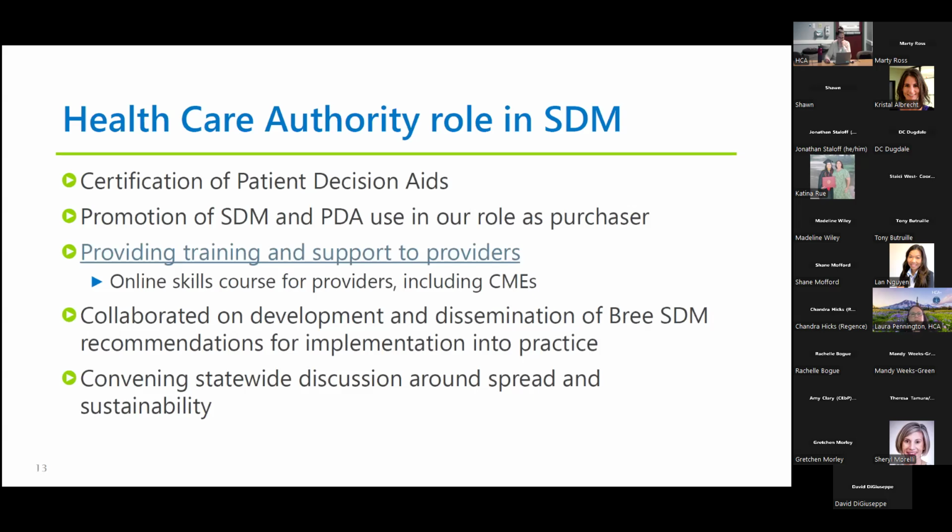And then we've been promoting shared decision-making and the use of patient decision aids in our role as purchaser in some of our contracts. For example, one of the first things we did with our accountable care program is we incorporated a requirement to do a shared decision-making pilot. This is around maternity care, specifically around VBAC. And there's some fascinating data that came out of there on provider behavior, as well as increase in knowledge of the patients who were faced with those decisions.